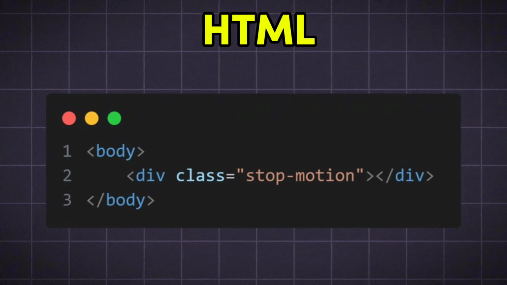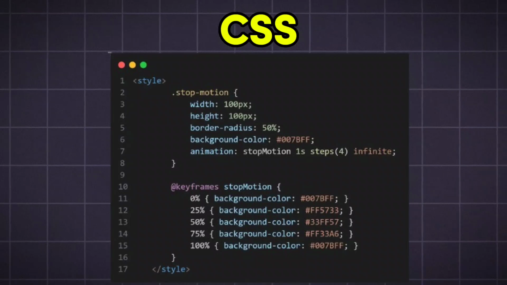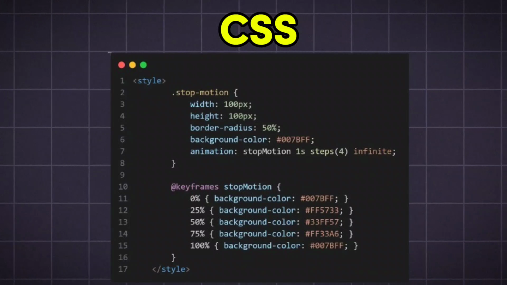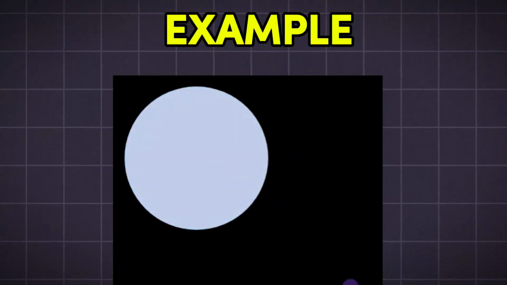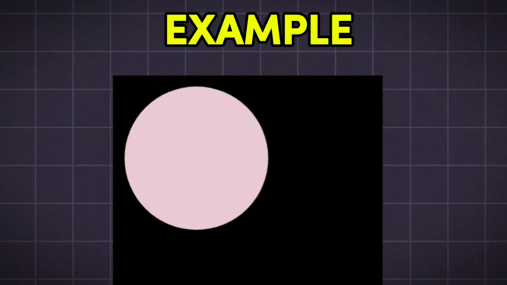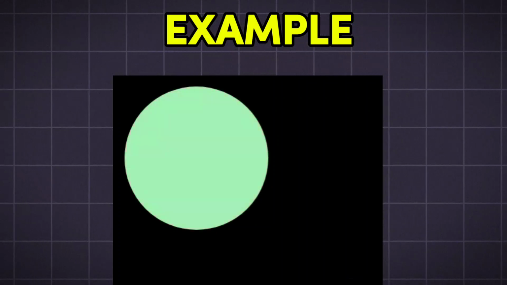In this example, the steps 4 function in the keyframes animation creates a stop motion effect by changing the color of the box in 4 distinct steps. This makes the color transitions appear as if they are jumping from one color to another rather than blending smoothly. This technique can be used to give a more dynamic and playful feel to your animations.